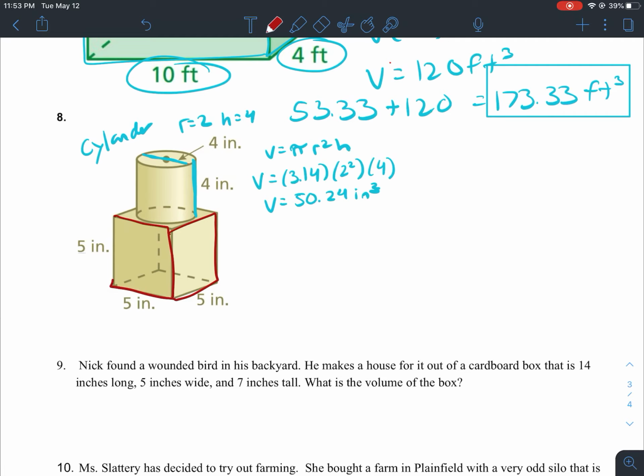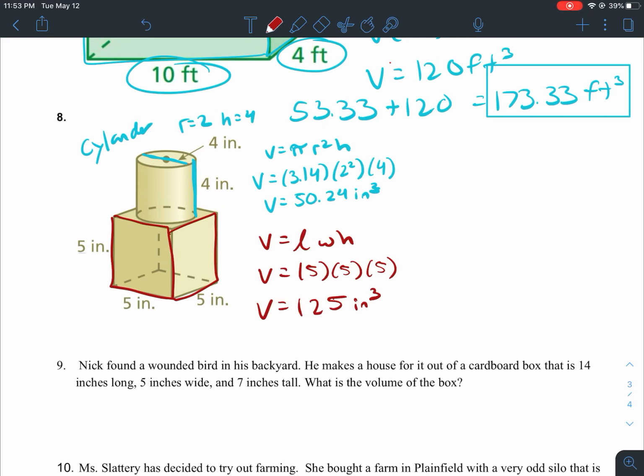So now let's go ahead, find the volume of the cube. Now, a cube is a rectangular prism. It's just a special kind of rectangular prism where the length, width, and height are all equal. So we know that for a rectangular prism, we do length, width, height for volume. So this is just going to be 5 times 5 times 5. And 5 times 5 times 5 is 125. And that's going to be inches cubed.